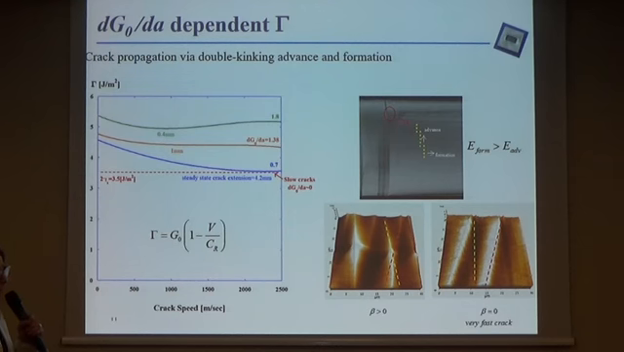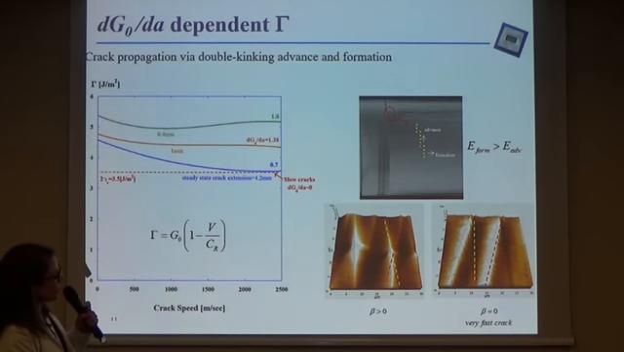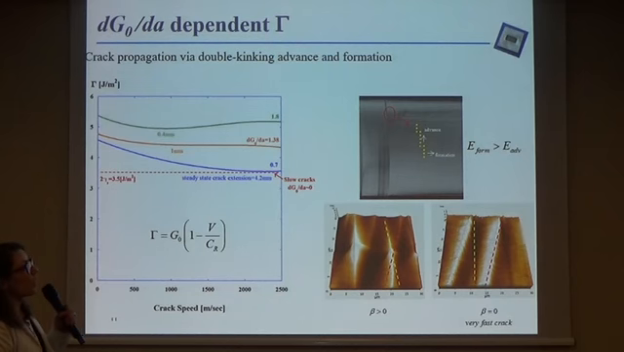Trying to understand this behavior, we looked at the crack propagation mechanism. In this optical image, we can see that the wake pre-crack is curved, and this indicates that the crack propagation is via atomistic steps, which is called double kinking. And the energy barrier for double kink formation is higher than the energy barrier for the double kink advance.